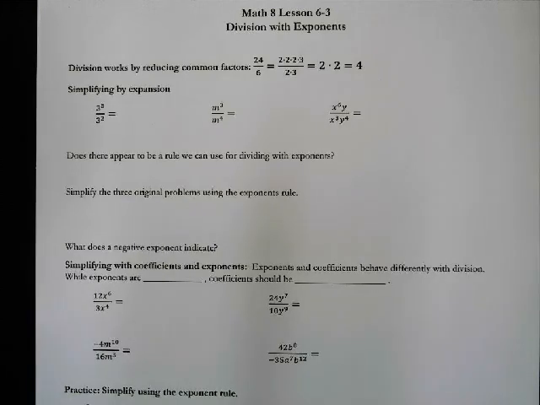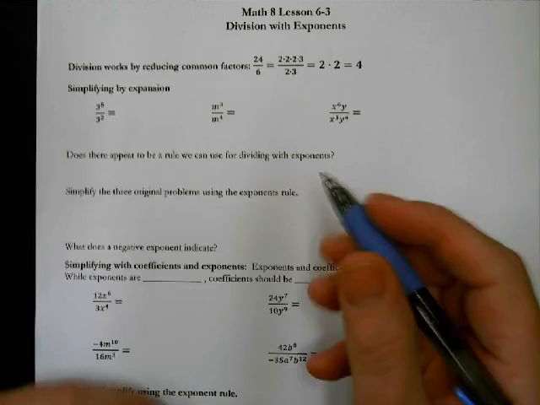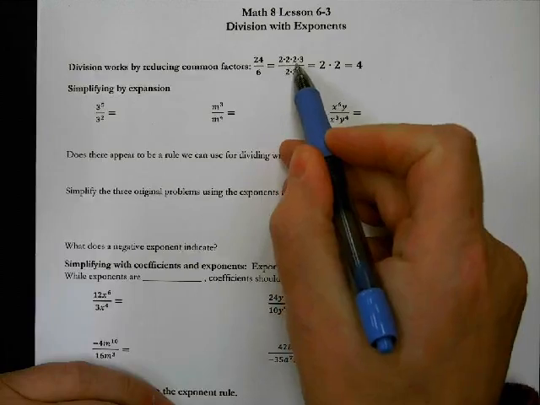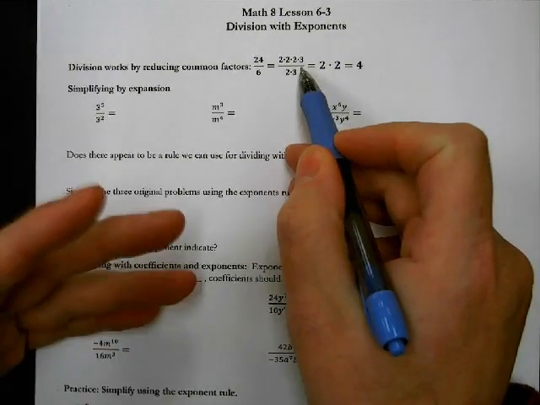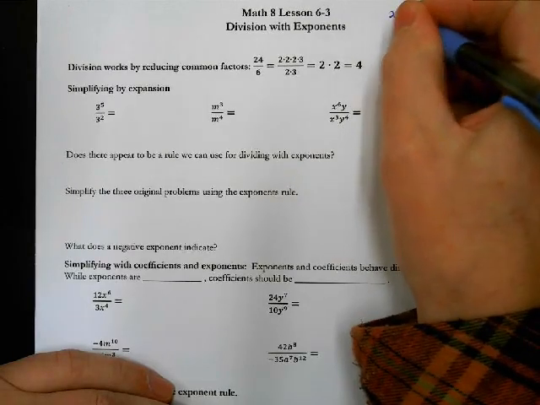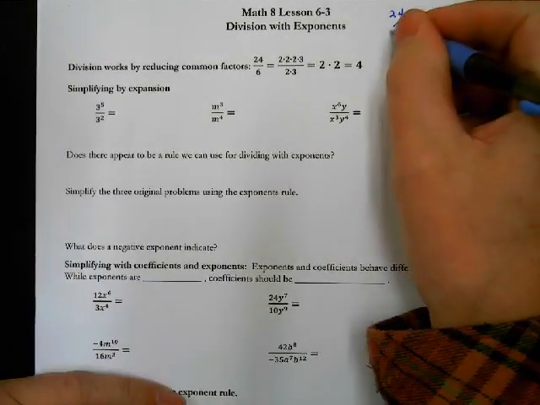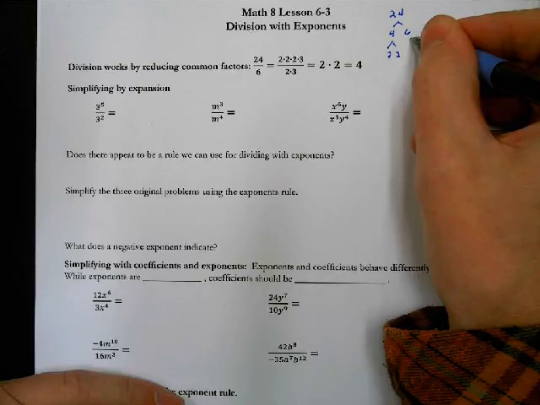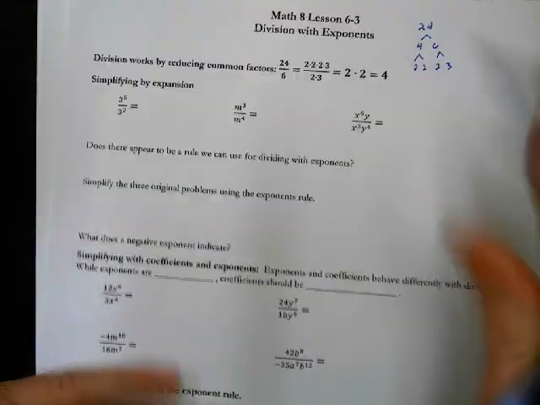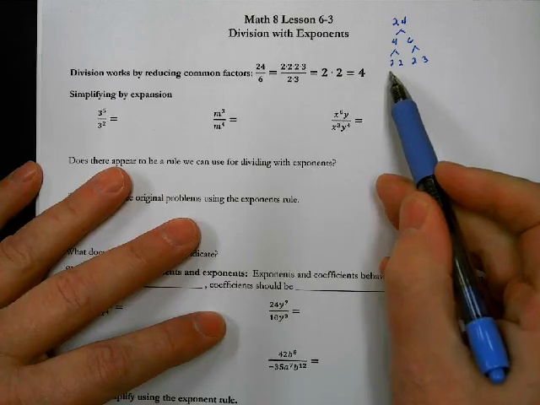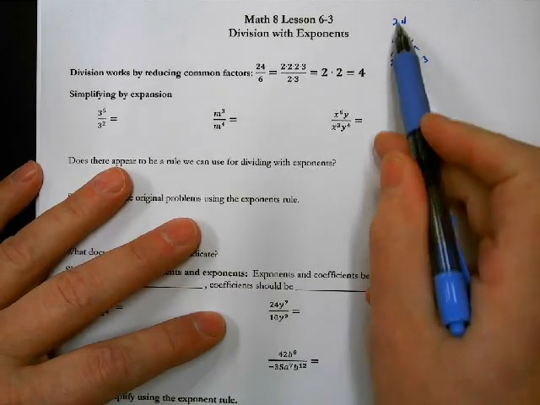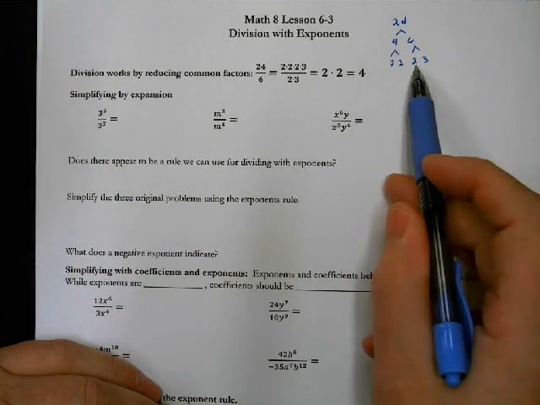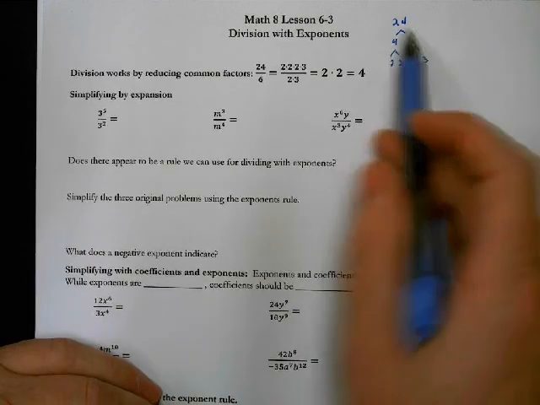So when we have division, it works by reducing common factors. So for instance, 24 is 2 times 2 times 2 times 3. That's what it breaks down to, right? So like if I had 24, 24 is, I don't know, 4 times 6. And 4 is 2 times 2. And 6 is 2 times 3. So I can see here, by making this little factor tree, that the smallest parts of the number 24, as far as factors, are 1, 2, 3 2s, and 1, 3. So that's breaking down 24.